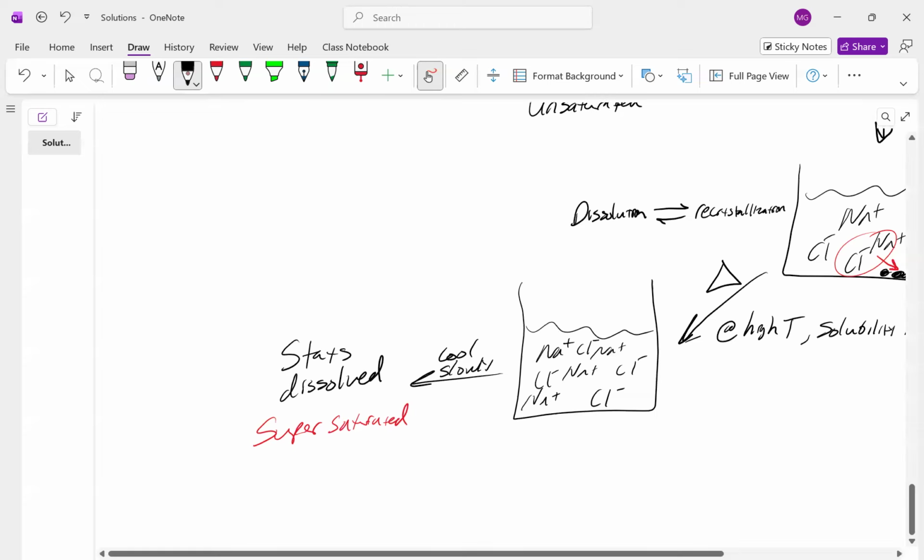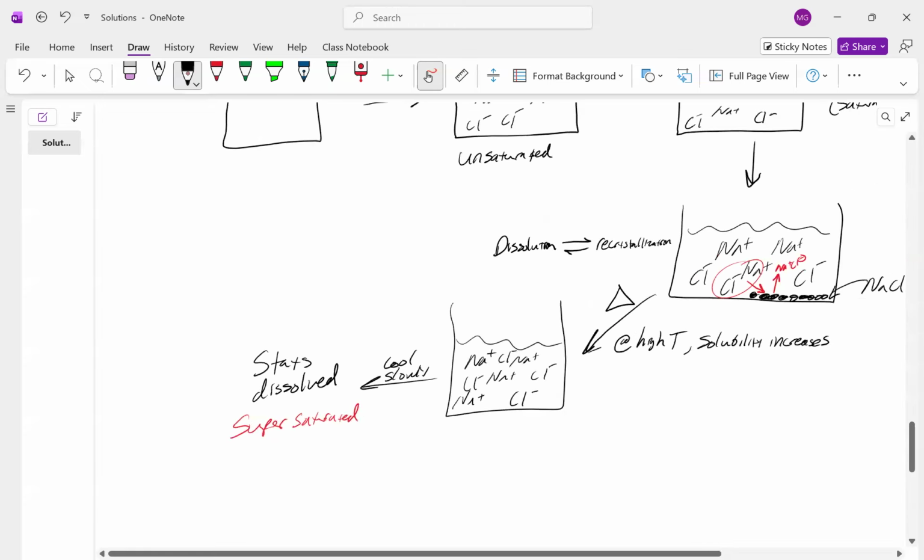I recommend you Google some or look at some YouTube videos of supersaturated solutions because it's pretty cool. If you leave it undisturbed, it stays dissolved. But you could do something as simple as barely bumping into the glass, and then all of a sudden all this solid comes crashing out of solution because there was this disturbance.